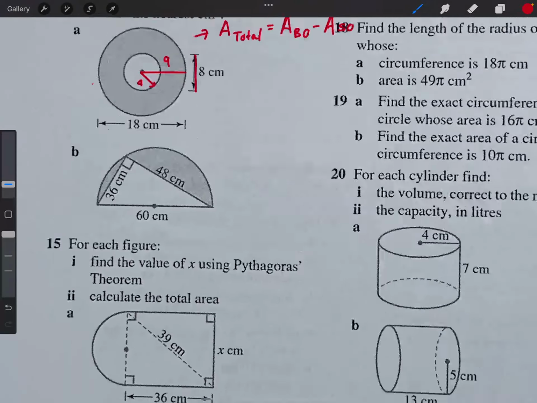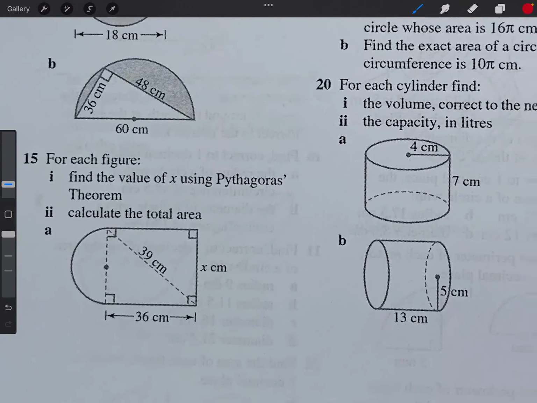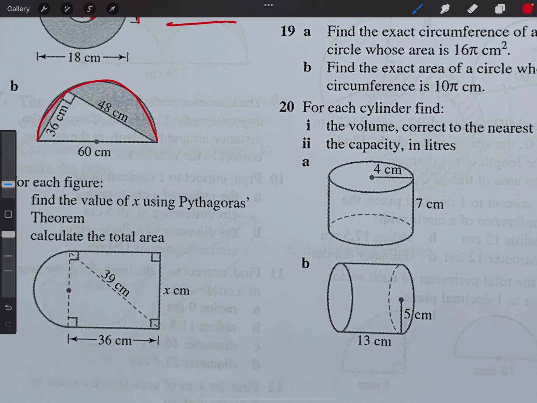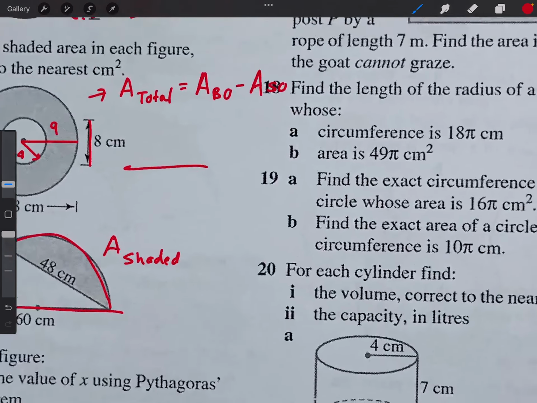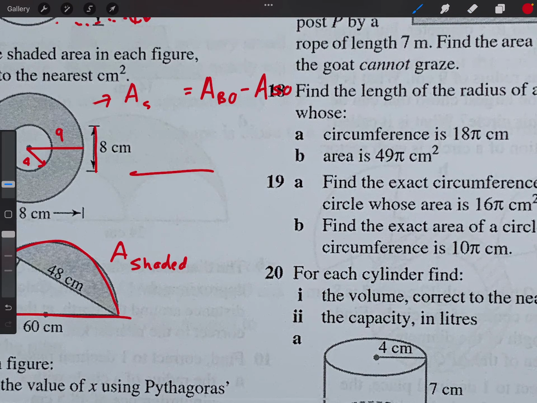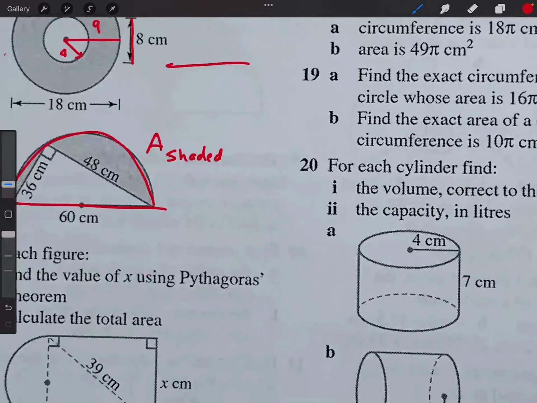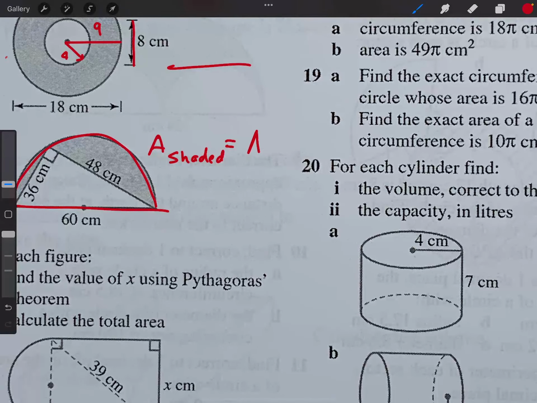Question B. You're going to do this one yourself. Question B, I'm going to find the area of the semicircle, take away the area of the triangle. So the area of the shaded is equal to the area of the semicircle take away the area of the triangle. You can find that yourself.